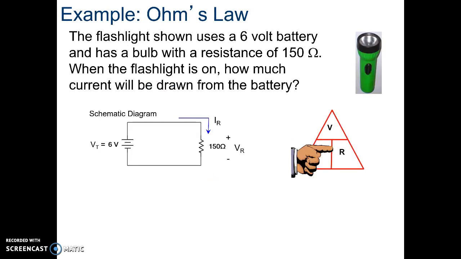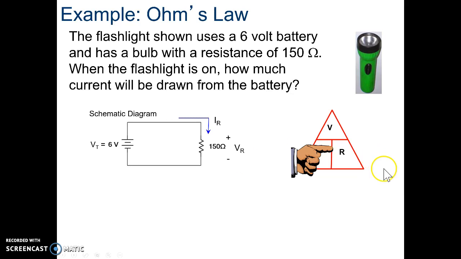So let's take a look at this and try a problem. So take out a piece of scratch paper and a calculator. Pause this while you do it. And let's try a problem. Ohm's law. The flashlight shown uses a 6-volt battery that has a bulb with a resistance of 150 ohms. When the flashlight is on, how much current will be drawn from the battery?